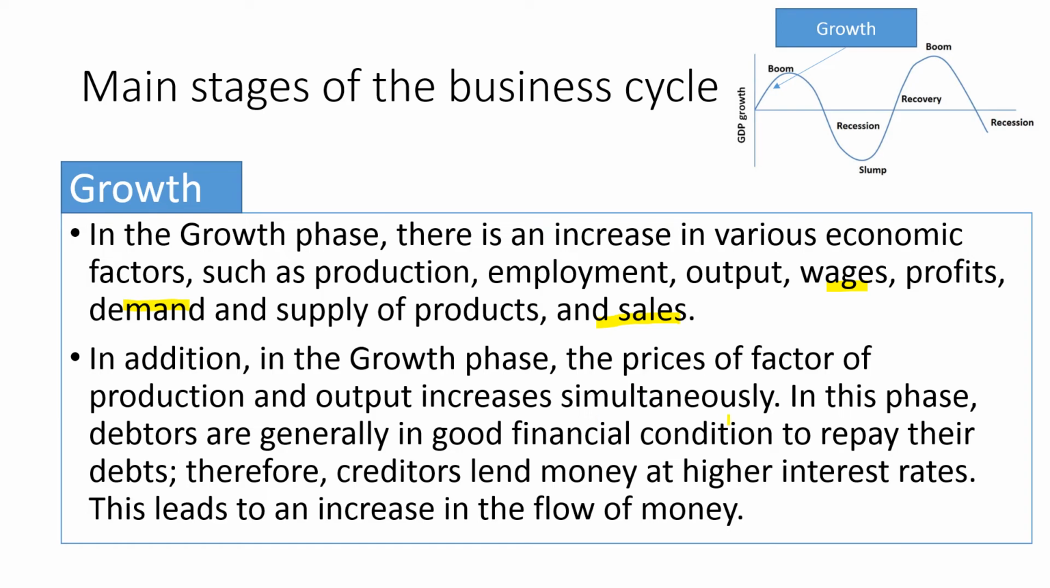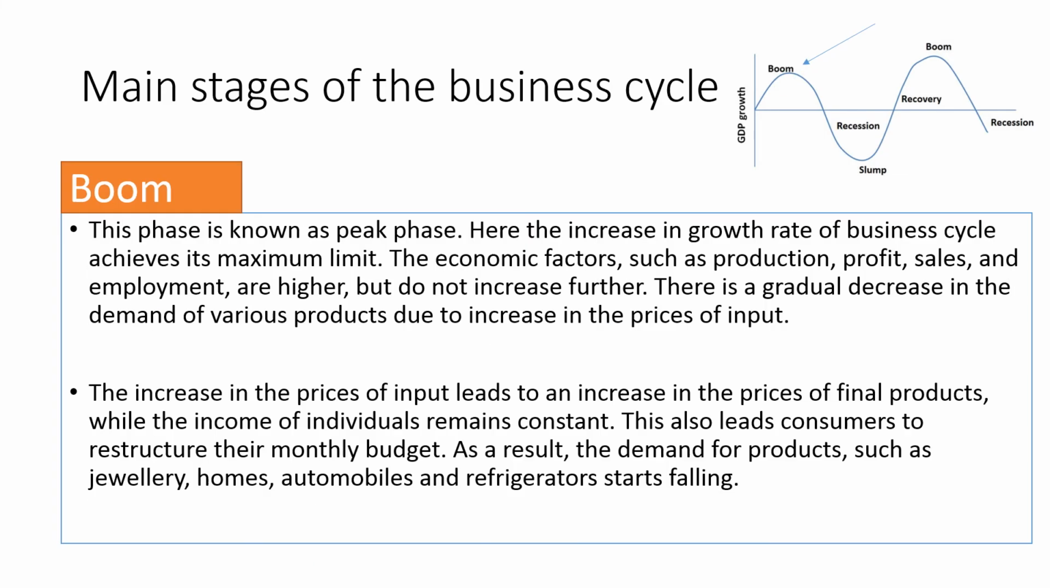In this phase, debtors are generally in good financial condition to repay their debts. So therefore, creditors lend money at higher interest rates. This leads to an increase in the flow of money.